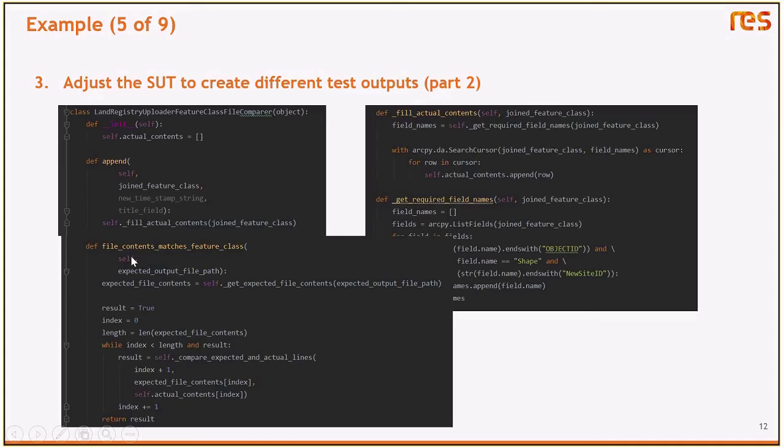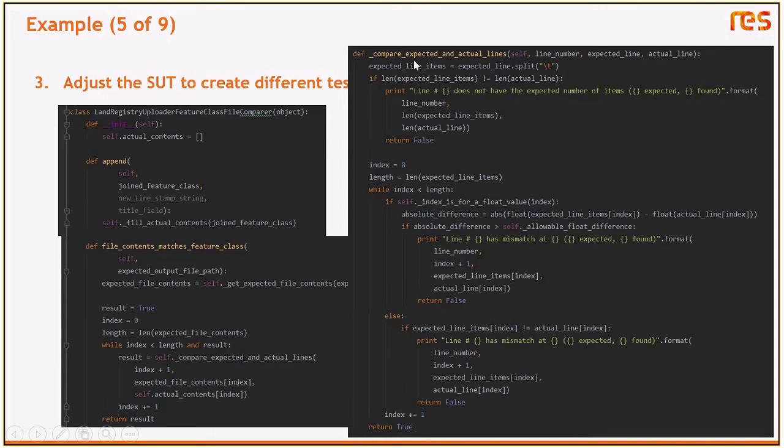We're also adding a second public function to this new class, the file contents matches feature class, where you're providing an output file path, the expected output that you've got. And what this function is doing, it's comparing the details of that expected output file path to the details of the actual contents and checking to make sure that they contain the same details.